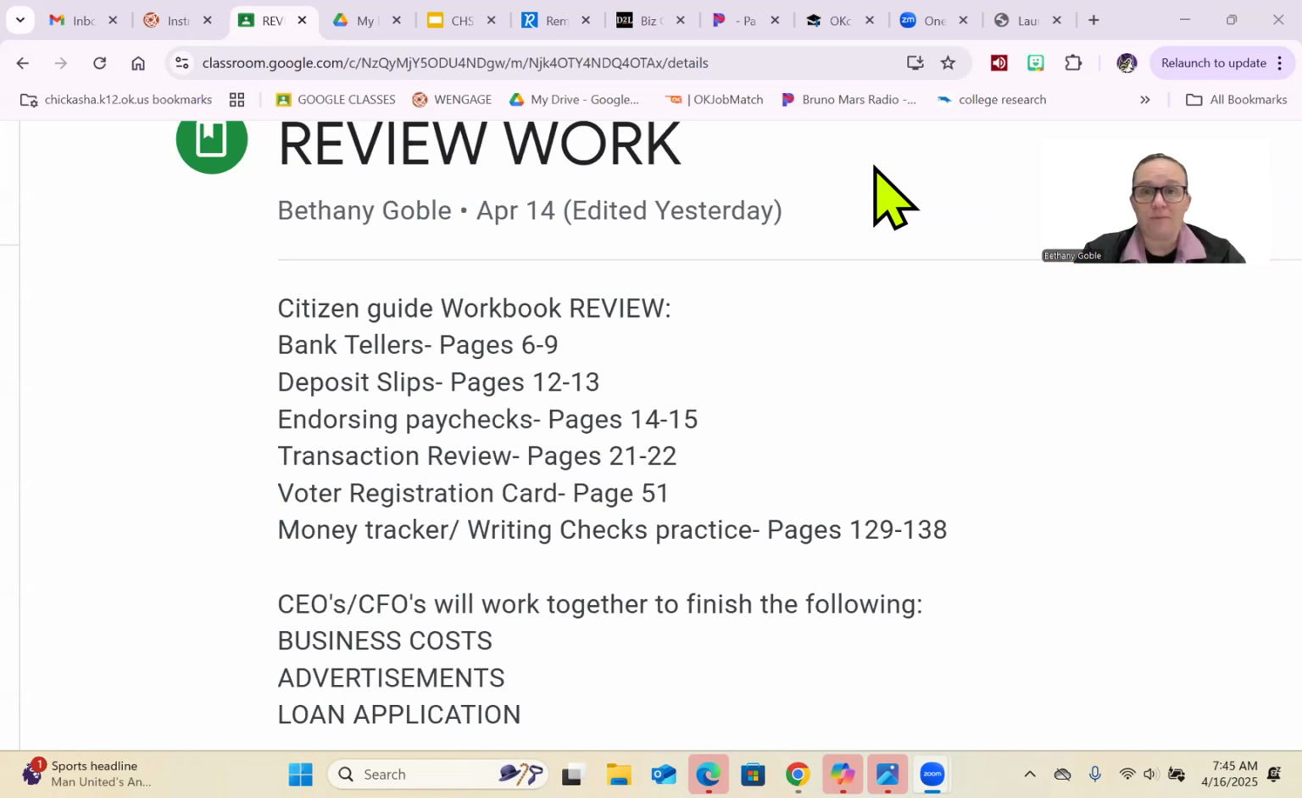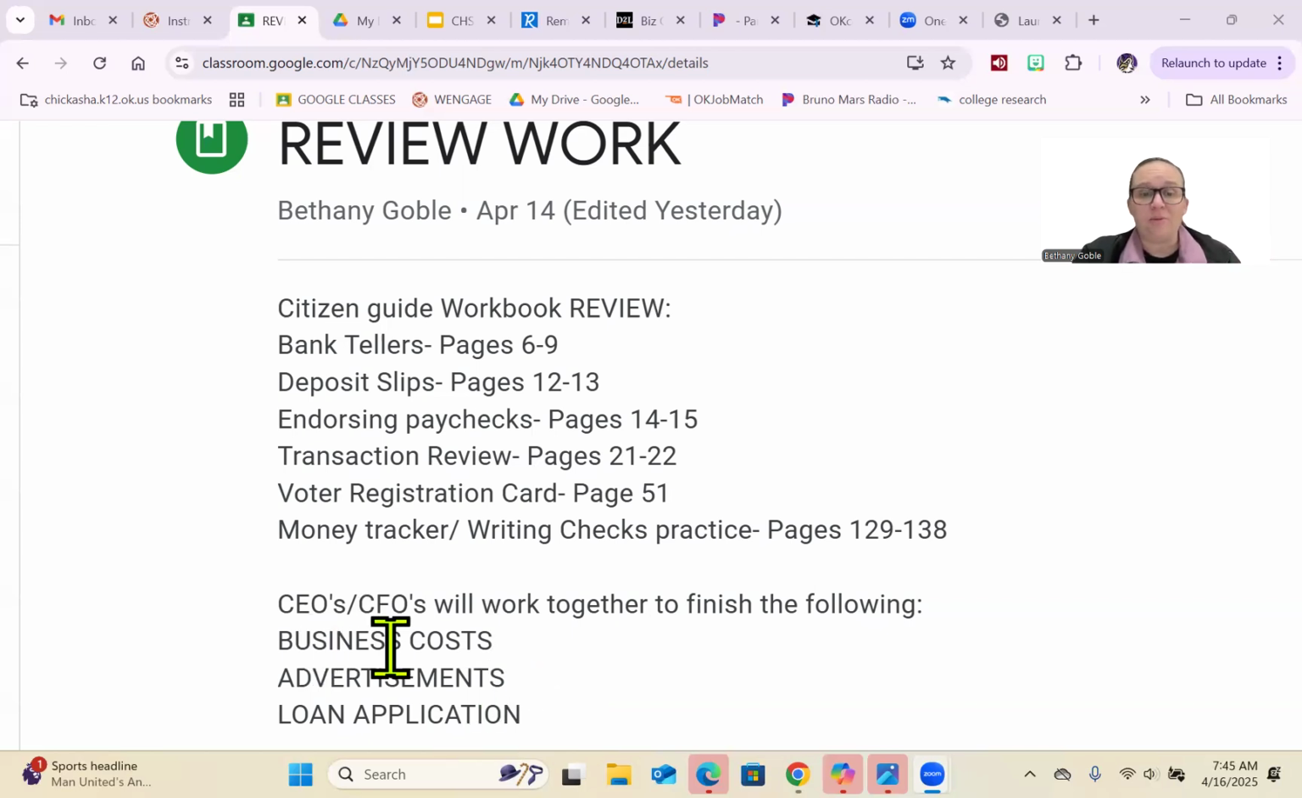Today is a review day before we jump into our final lesson to prepare us for our visit. So today, in a little bit, our CEOs and CFOs, as you can see here, are going to separate and work together, and you will be making sure the rough draft of these three items are ready to go for our final draft. So you're going to be making sure our business costs look good, our advertisements look good, and a loan application.